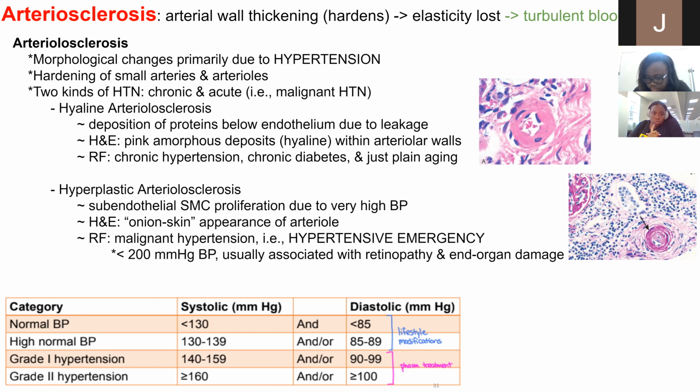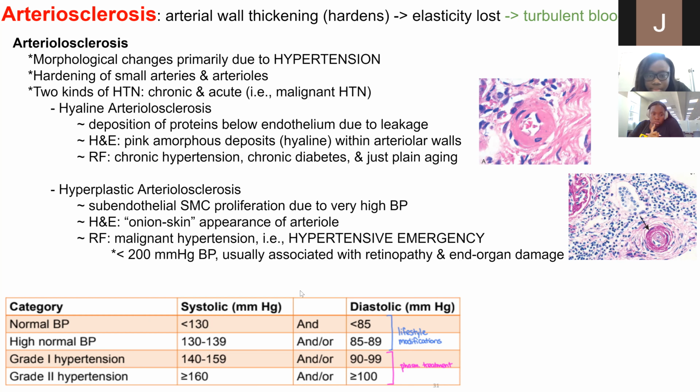So in arteriolosclerosis, we have hardening of the small arteries and arterioles. You can have two kinds of hypertension, as you guys know. You can have chronic and acute. Now, I know chronic, you're like, oh, it's a very long time, so obviously that's going to be the worst hypertension. Not really, right? Because if we think about it, chronic hypertension, usually, as I have down here, you guys should know the grade 1 and grade 2, the differences.